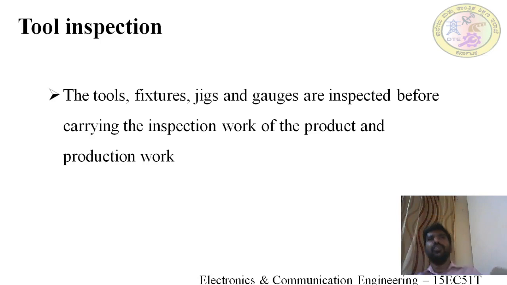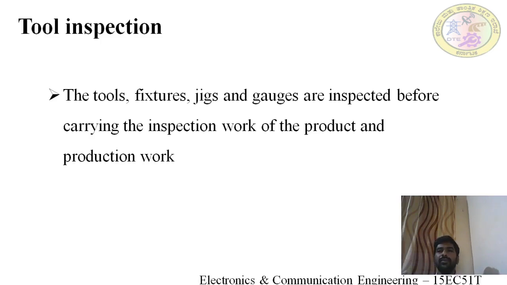Then coming to tool inspection, what is meant by the tool? See, for doing the inspection work, we use so many tools like measuring equipment or some machineries. For example, if you want to measure the weight of any product, you will use a weighing machine.